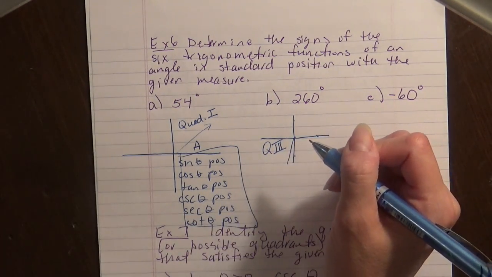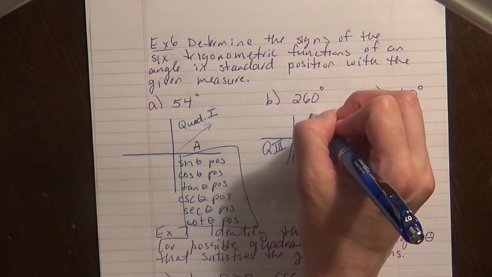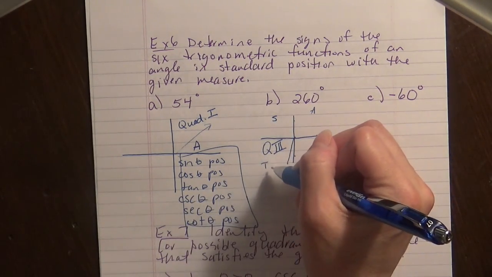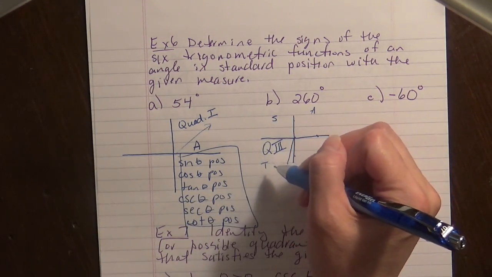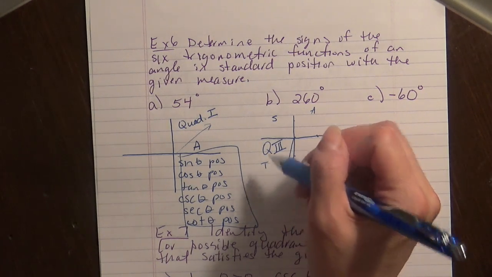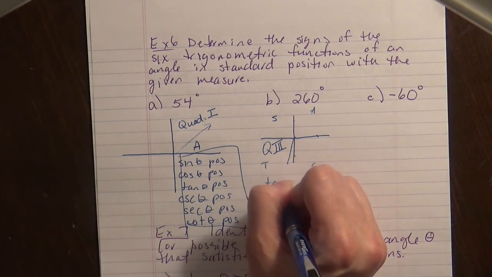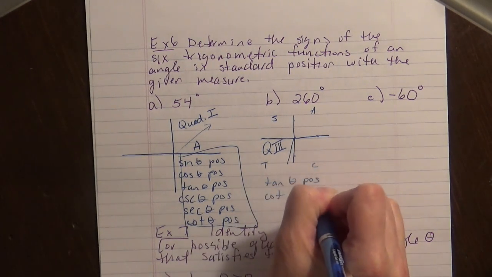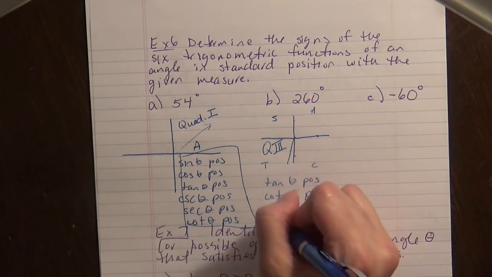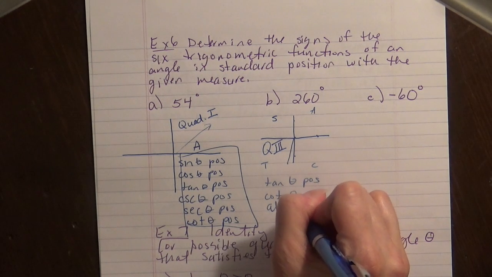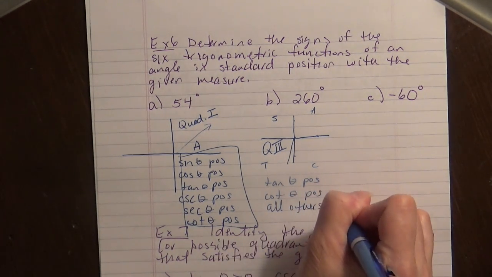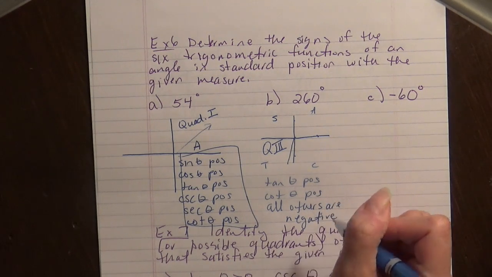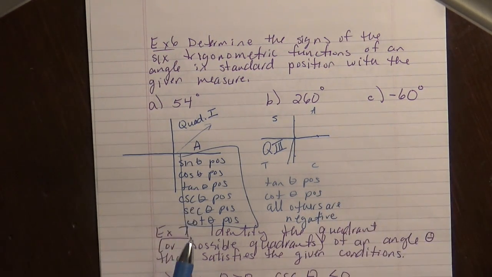We know that in quadrant 3, we do all silver teacups. In quadrant 3, only the tangent and the cotangent functions are positive. So tangent is going to be positive. Cotangent is positive. And we can say all others are negative. And that's good enough. In fact, in part A, I could have just said that they were all positive.